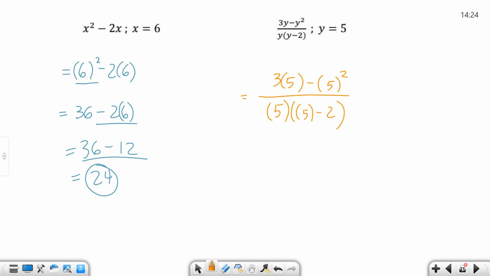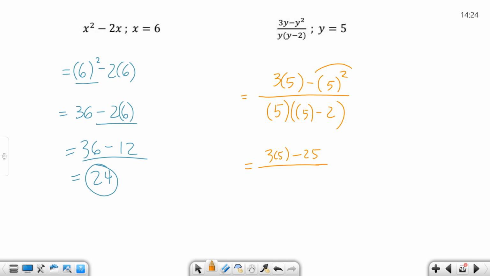So what do I do first? Well, remember the top, the numerator, is like its own parenthesis, right? So I'm going to finish in here. So I'm going to do this first. I'm going to get, let's see, we're just going to come down here. 3 times 5 minus 25.